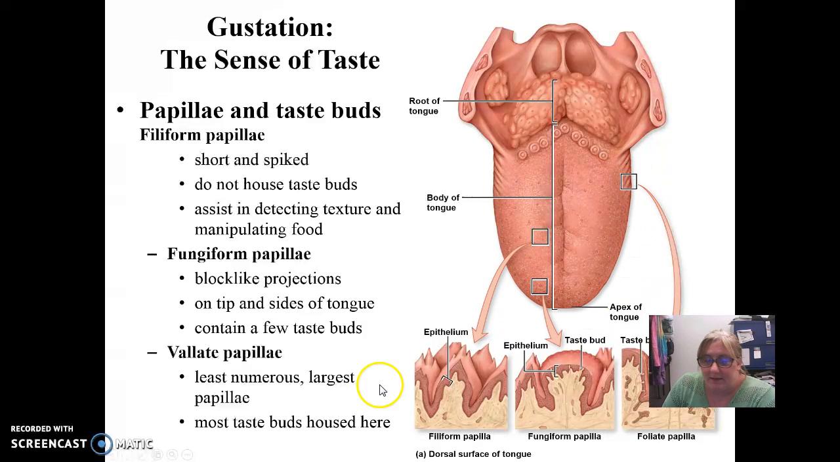We also have these foliate papillae over here, and these are only used in infancy and young children. The taste buds there eventually will degenerate and you will have no taste buds at all as an adult in that region. But it's these vallate taste buds back here that have the majority of the taste receptors, the gustatory cells. And that's where the majority of our taste occurs. So if you push food to the back of the mouth, you can really taste things well.